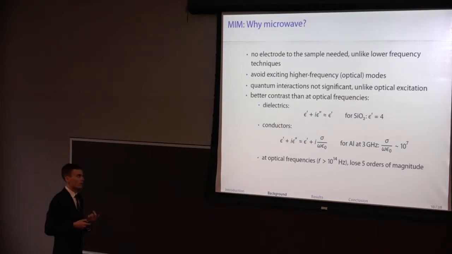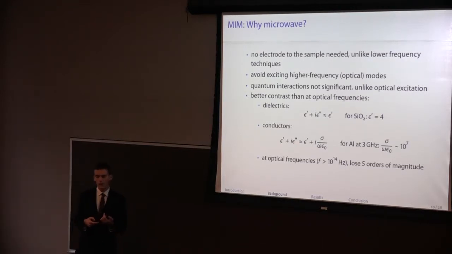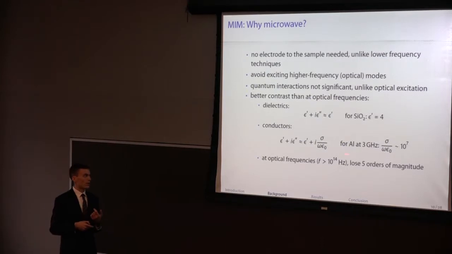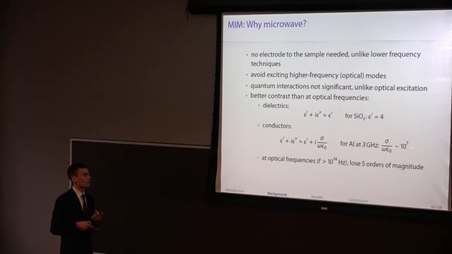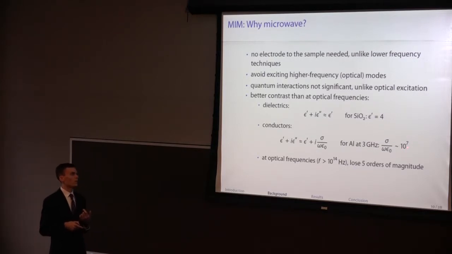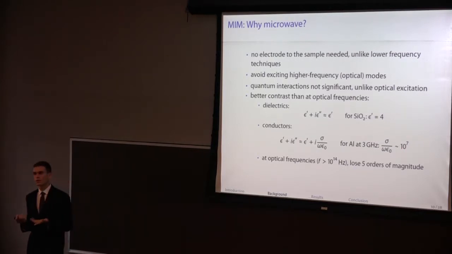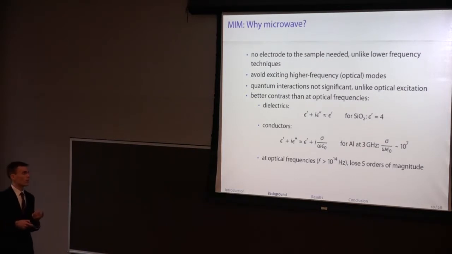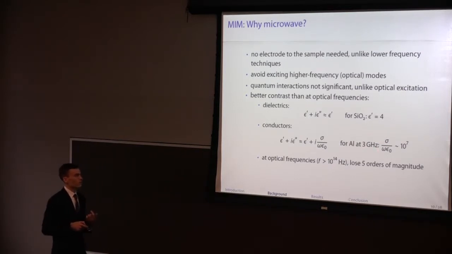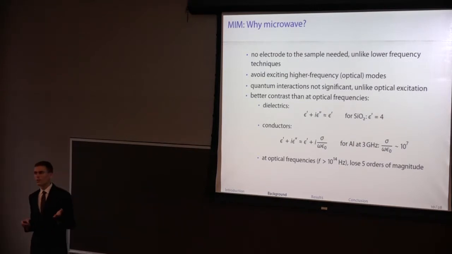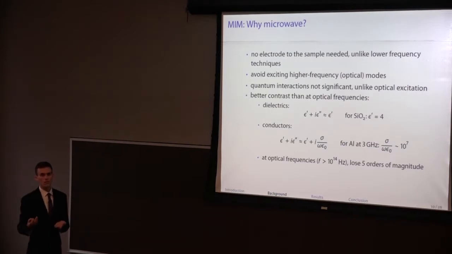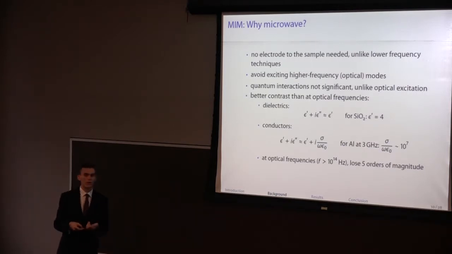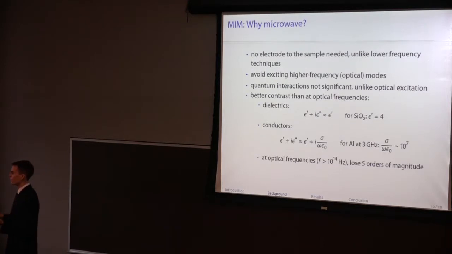And then for conductors, we can't discard the imaginary part. And actually, at gigahertz frequencies, it's the imaginary part that dominates. So at 3 gigahertz for aluminum, we see 10 to the 7 versus 4. That's quite a contrast. But given the inverse dependence on the angular frequency omega, if we moved from, say, 10 to the 9 hertz to 10 to the 14 hertz, which corresponds to the optical range, we'd actually be losing about 5 orders of magnitude there. So for the parameters that we're interested in, microwaves are probably better here.